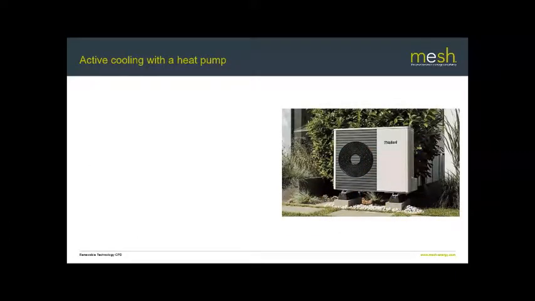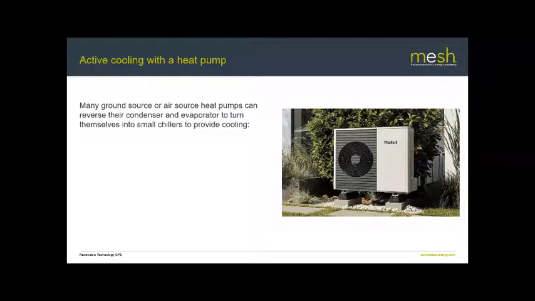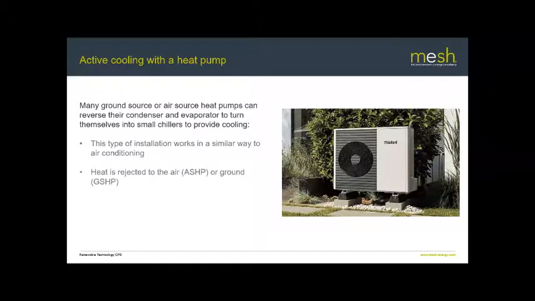Active cooling is by far the most common method of cooling with a heat pump and can be used with both air source and ground source heat pumps. It effectively reverses the refrigeration cycle so that the component that would usually be the evaporator becomes the condenser, and the component that would usually be the condenser becomes the evaporator. Heat is rejected to the air in an air source heat pump or the ground in a ground source heat pump.